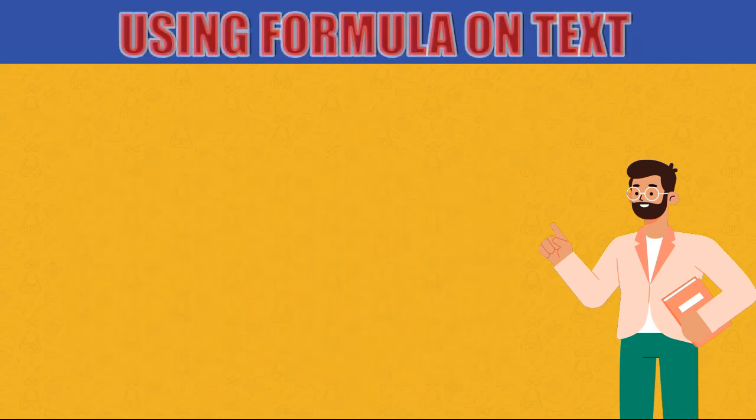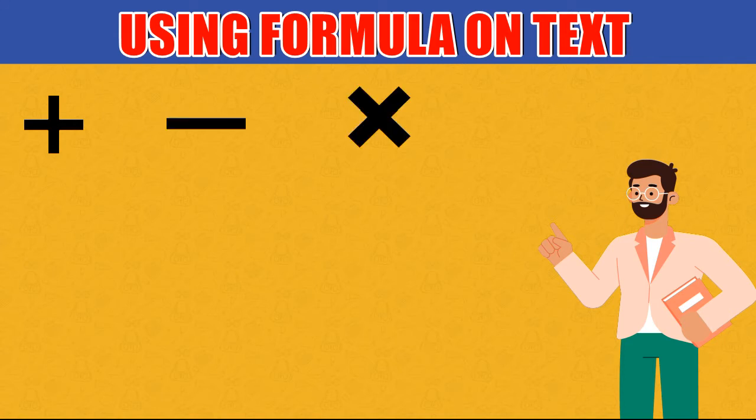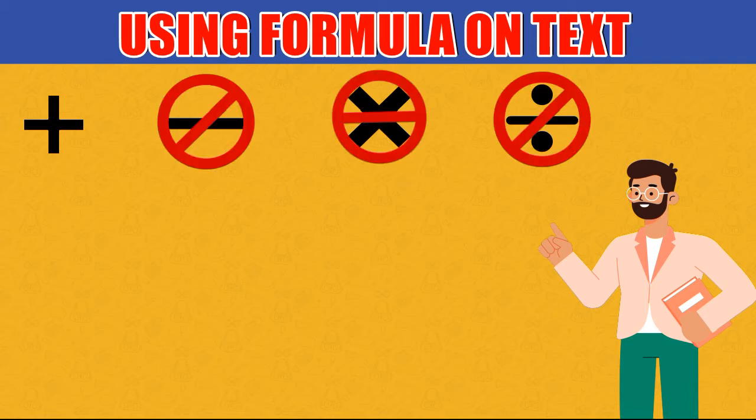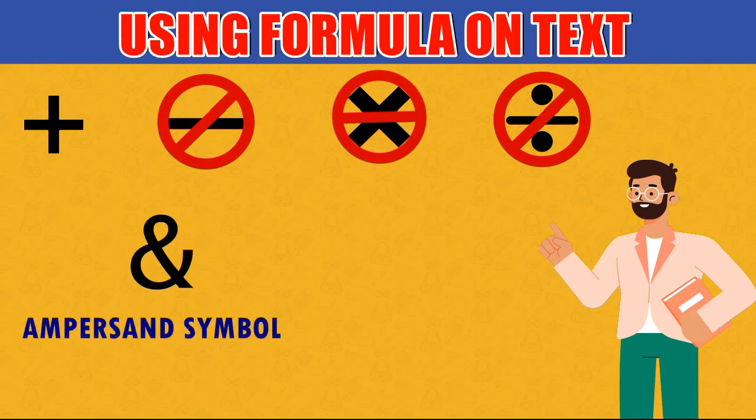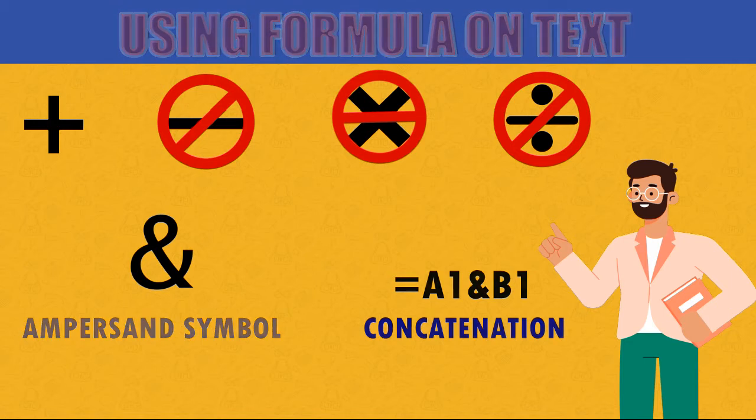Using formula on text, we can also perform addition on characters and string data type. Except for addition, other operators like subtraction, multiplication, division, etc. are not allowed on the string data type. The ampersand symbol is used to perform addition. Addition of two or more text values is called concatenation.